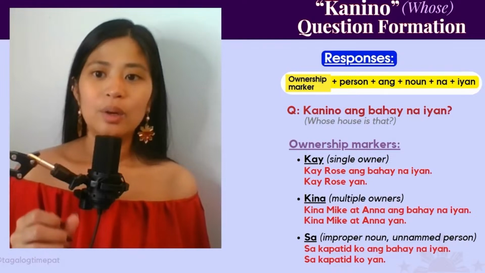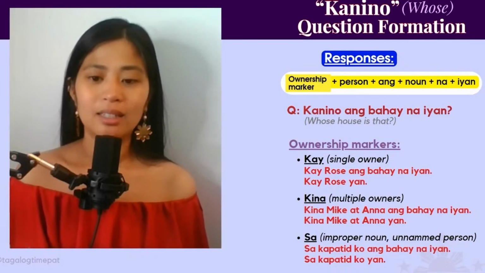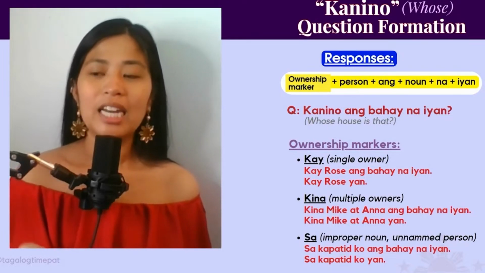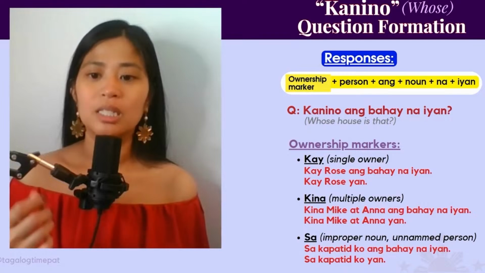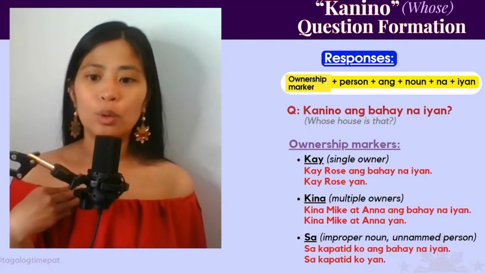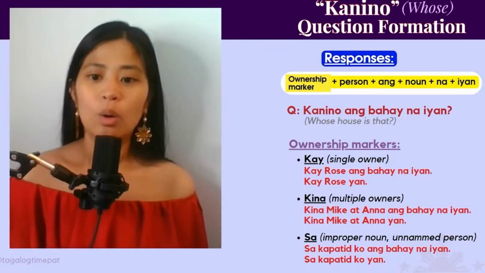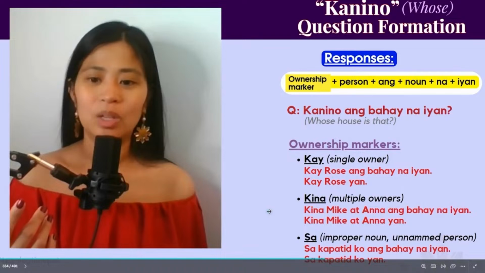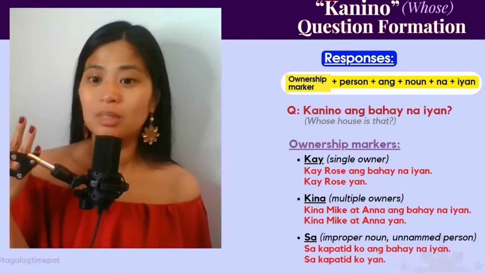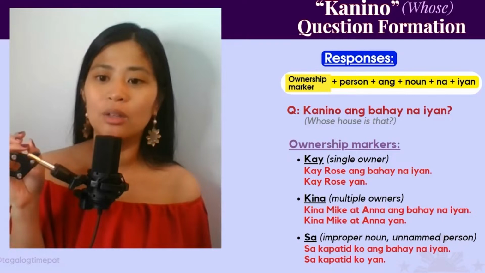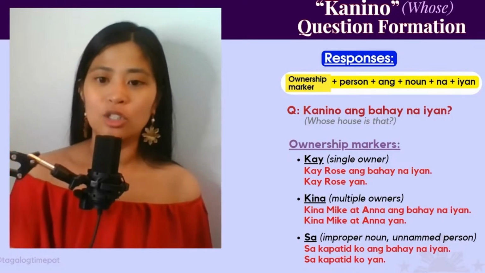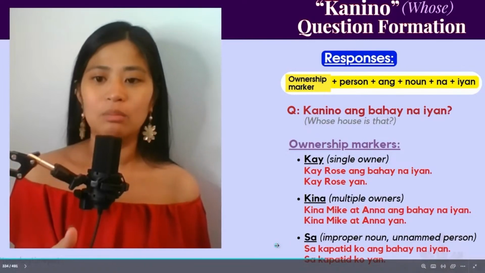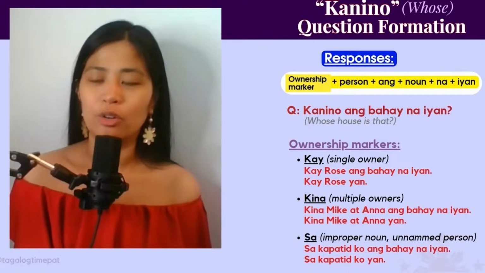Now, kanino ang bahay na iyan? Whose house is that? Sa kapatid ko ang bahay na iyan. That is my sister's house. That is my sibling's house. Sa kapatid ko ang bahay na iyan. Or sa kapatid ko yan. That is my sister's. That is my siblings. So you see how the person is unnamed? It's just kind of an improper noun. It's like a general answer. So that is when you would use sa, when the person is unnamed. It's just like a person in general speaking.